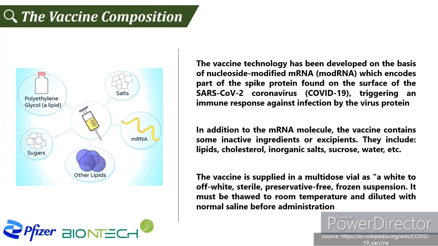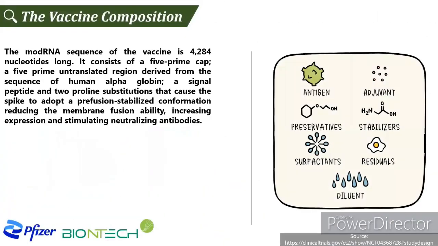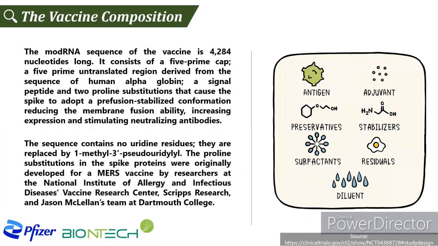In addition to the mRNA molecule, the vaccine contains some inactive ingredients or excipients. They include lipids, cholesterol, inorganic salts, sucrose, water, etc. But how does the modRNA differ from a standard mRNA?